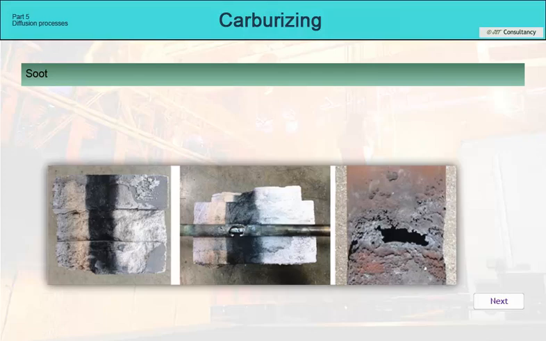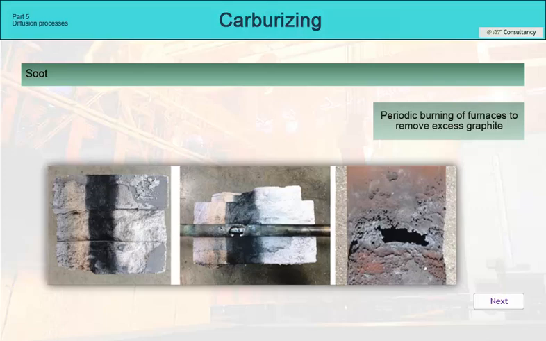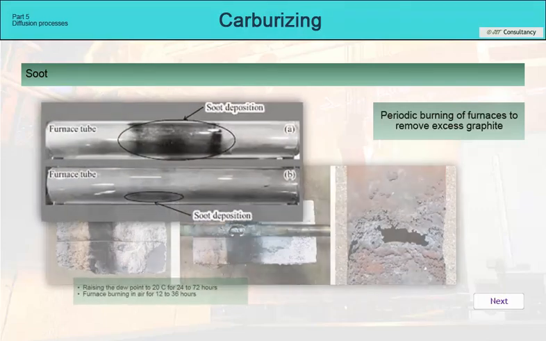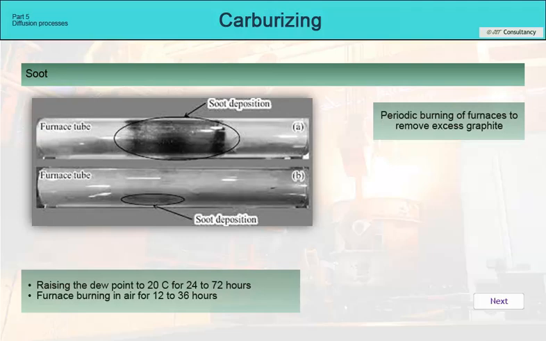The first picture shows an example of damage to the lining. The second shows the probe, and the third shows the melting of the radiant tube from the gas heating of the furnace. To prevent this, there are special procedures for burning furnace to rid the equipment of soot and excess graphite. For example, it is possible to raise the dew point of the atmosphere to 20 degrees Celsius by adding air and then maintaining this condition for 24 to 72 hours.